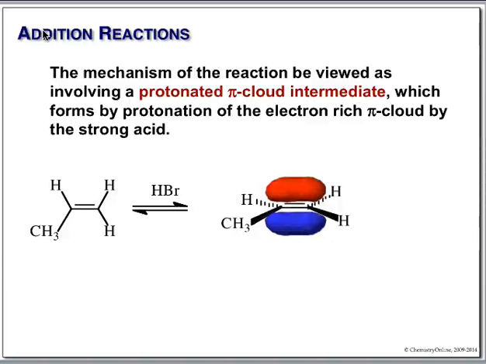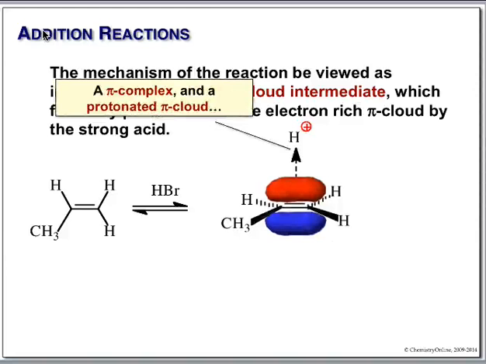Now, this is reacting with an acid. This acid is going to break into H plus and Br minus. Now H plus is positive, isn't it? It is a great electrophile. It is looking for electrons. Where is it going to find them? Right here. Our first step, our proton, is going to come and just sit down on top of this electron cloud.